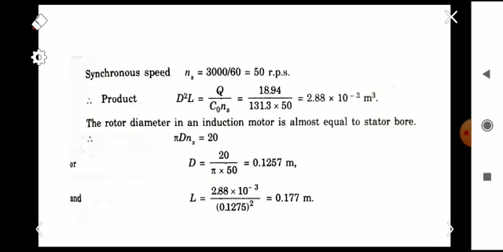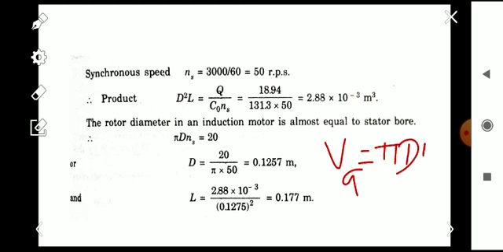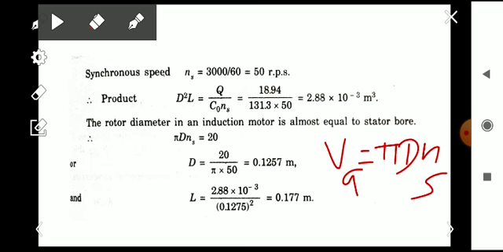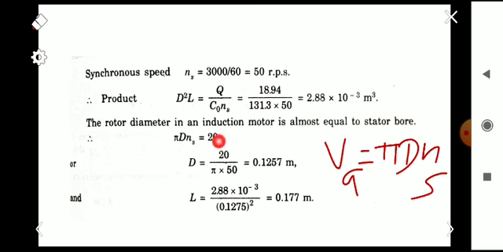So we know the peripheral speed equation: peripheral speed Va is equal to pi D ns. Here Va is 20 meter per second, D we don't know, and ns we know. By simply rearranging, D is equal to Va by pi ns. So Va is 20 and pi into ns is pi into 50. We will get D as 0.1257 meter, and after that, by substituting the value of D in the D square L equation, we can find L as 0.177 meter.